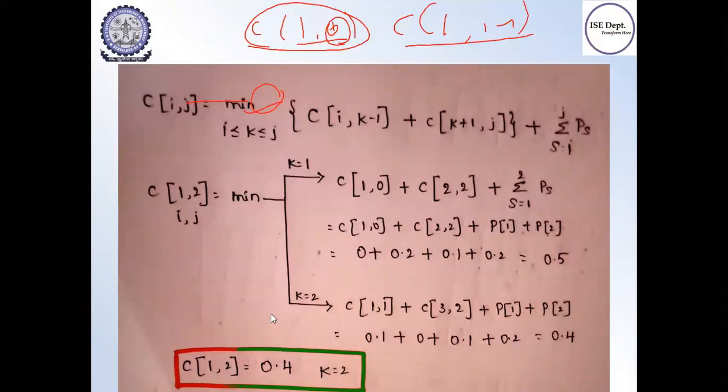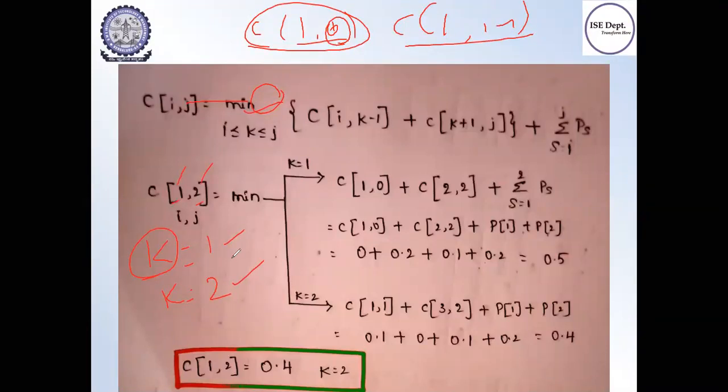Find the possibility of k here. It is between the range 1 and 2, so I can have k as 1, or I can have k as 2. K here basically represents the intermediate value, usually the root node. So now I can have 2 as a root node or 1 as a root node. The minimum of these I need to identify.